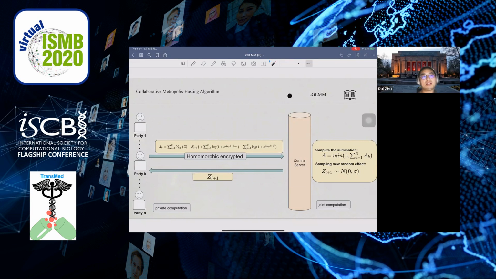global result. The only thing that the server needs to do is a joint computation, which is just a matrix summation of those results. And so the server sends this result with a new sampling point back to each party to start a new iteration. Note that since the only thing the server needs to do is the joint computation of homomorphic encrypted data, we can use parallel homomorphic addition to deal with it, which is much faster than fully homomorphic encryption.